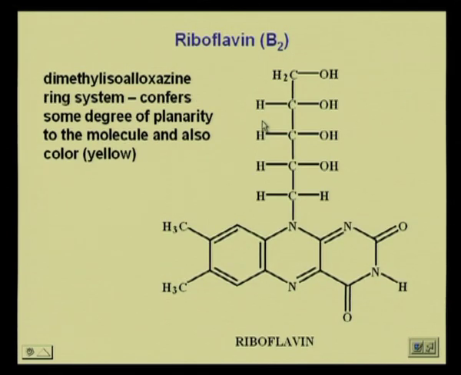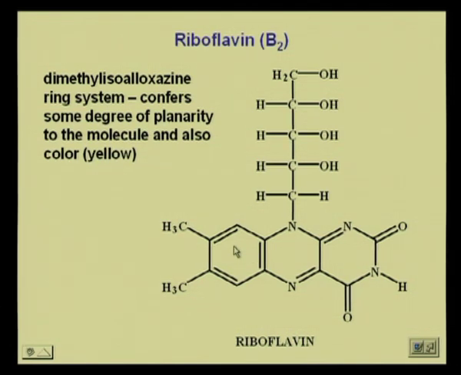This is riboflavin. It is what is called a dimethyl isoalloxazine. This is the isoalloxazine ring system, and this imparts a planarity to the molecule. You have a benzene moiety here, so this, you know, is planar.